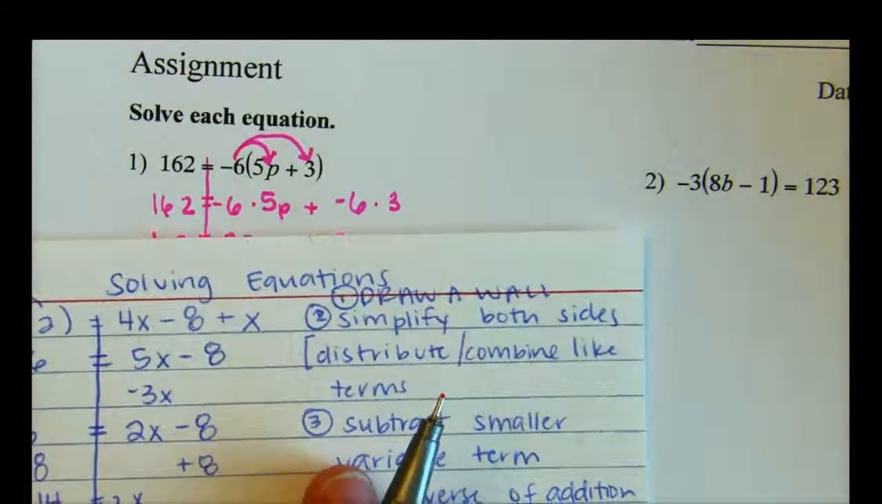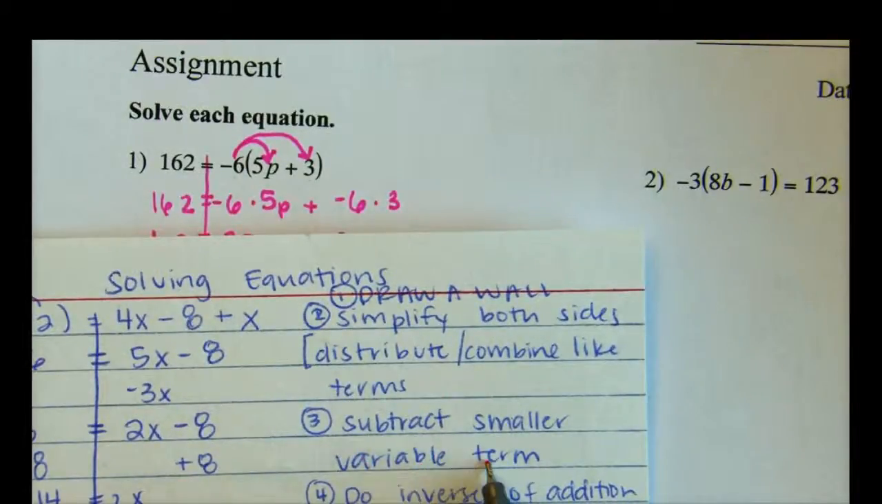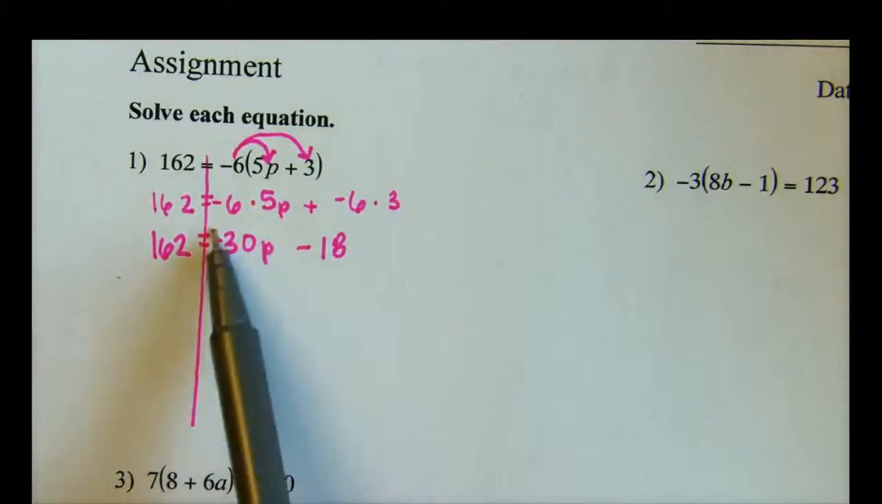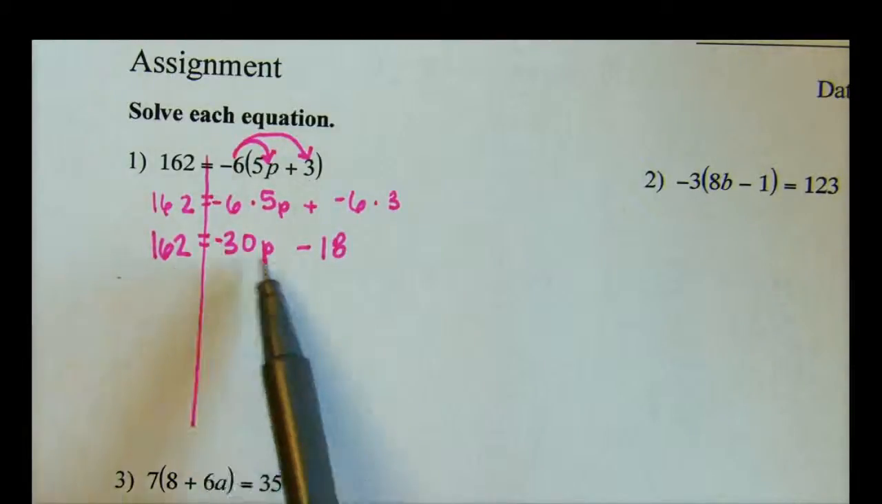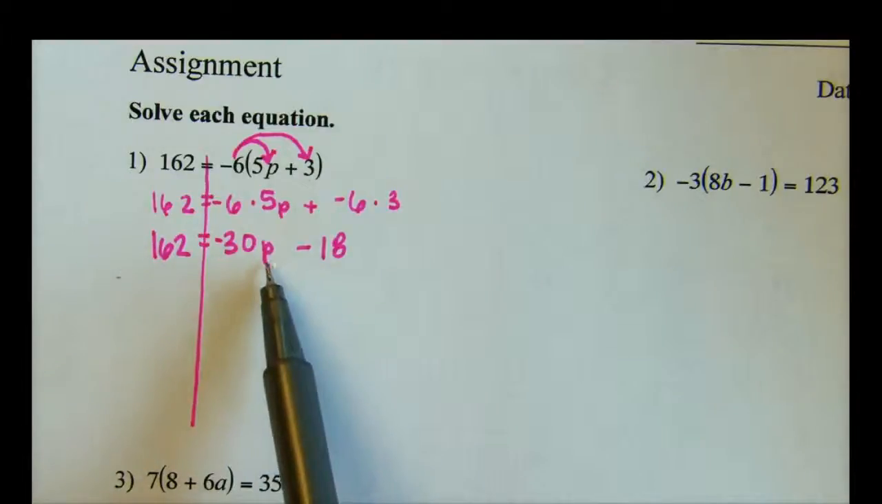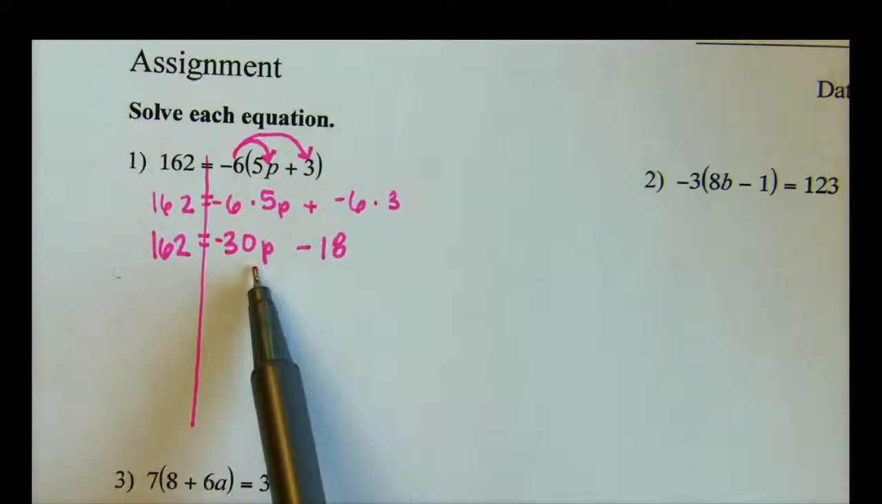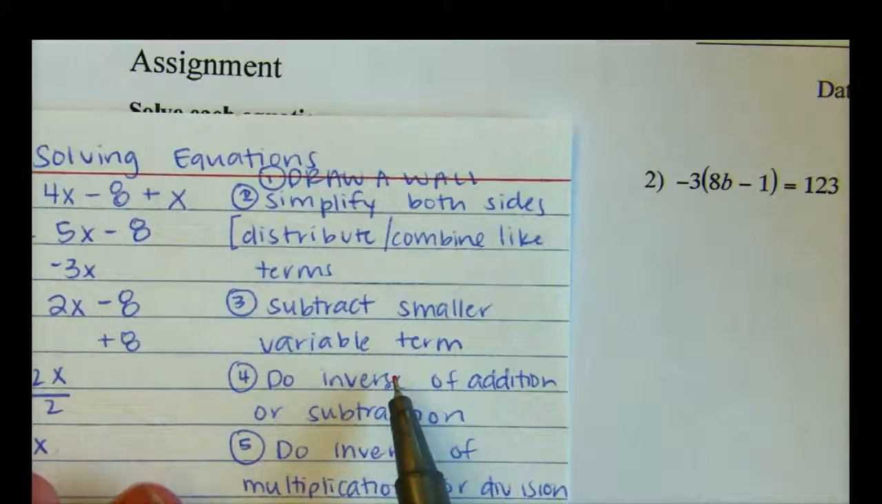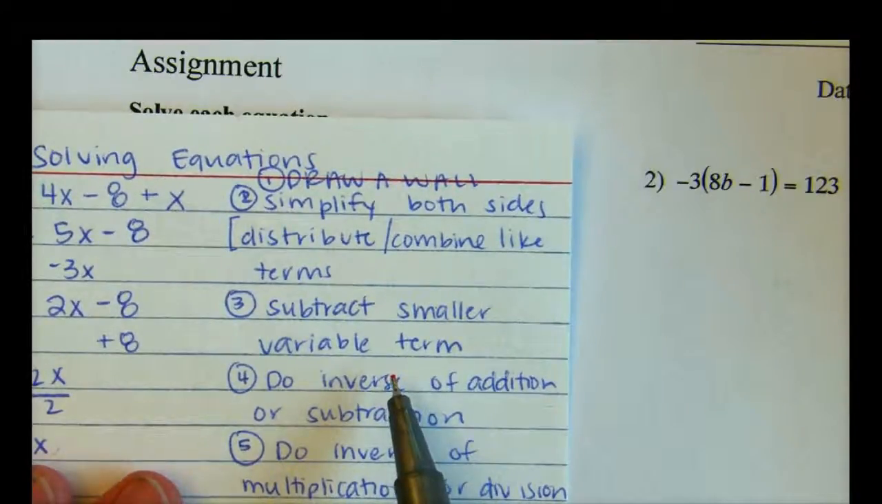So my next step is to subtract the smaller variable term. Well, if I look at this equation, I only have one variable term. There's no other variable in my equation. So I can actually leave this variable term exactly where it is. It does not need to move.